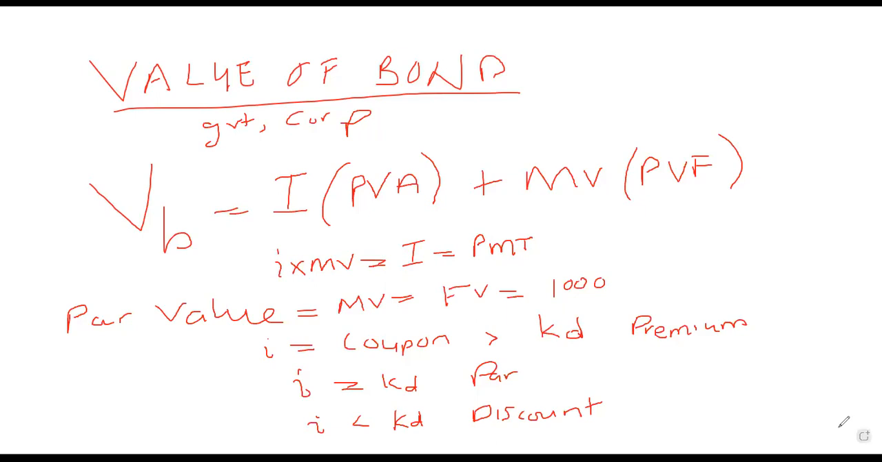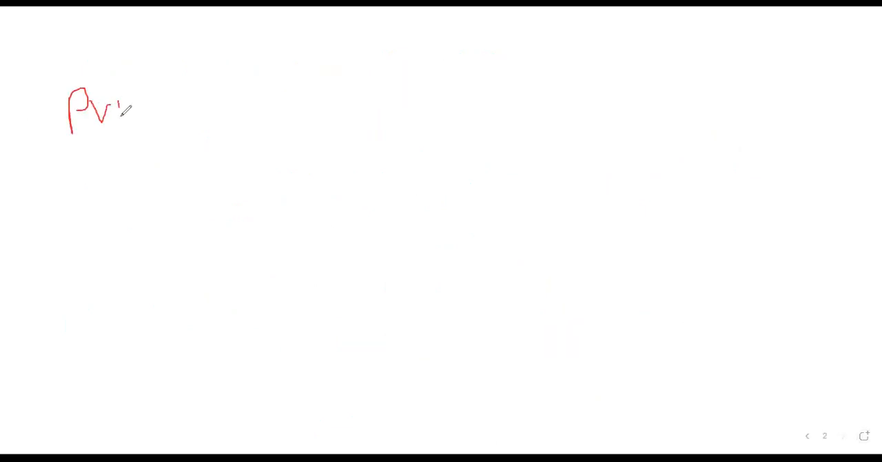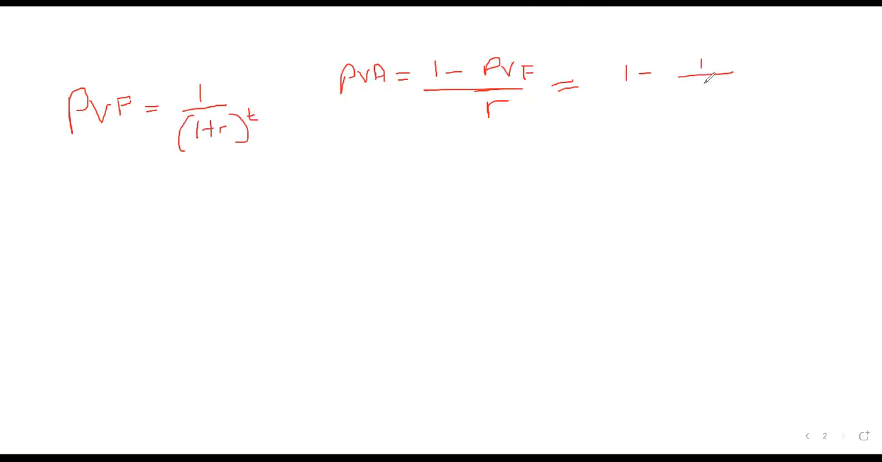So the present value factor goes with the maturity of the face value, simply 1 over 1 plus R to the power time. Then when we subtract the present value factor from 1 and you divide it by the rate that you are looking at, it is called our present value annuity. So this is 1 plus R.